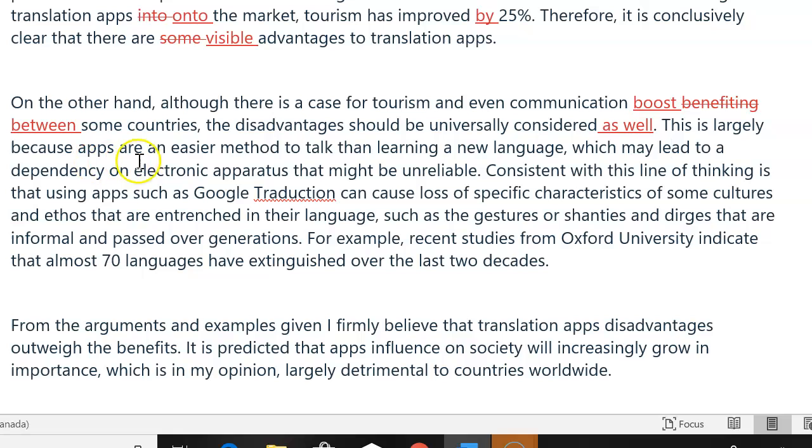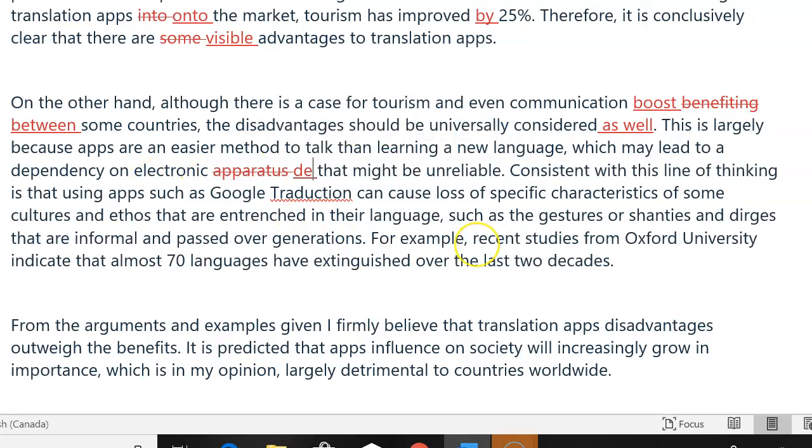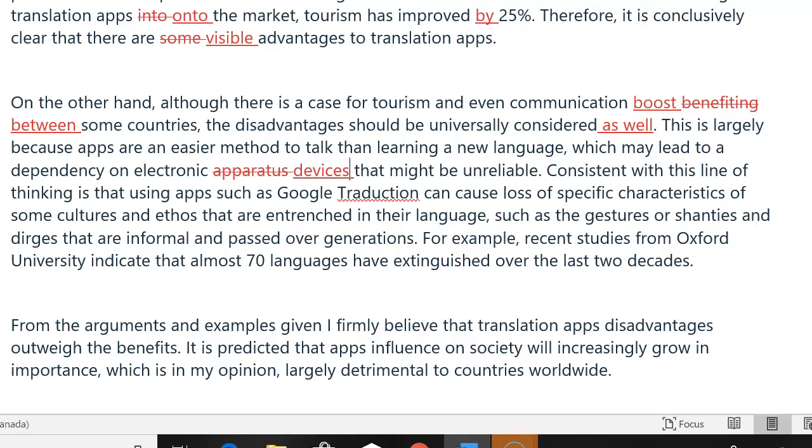This is largely because apps are an easier method to talk than learning a new language, which may lead to a dependency on electronic apparatus. Let's stick to devices or gadgets. That might be unreliable. What is unreliable? The devices or the dependency? The word unreliable here has a confusing referent.